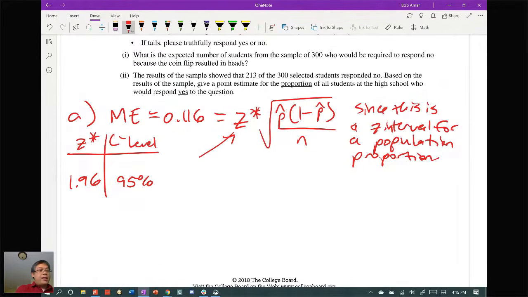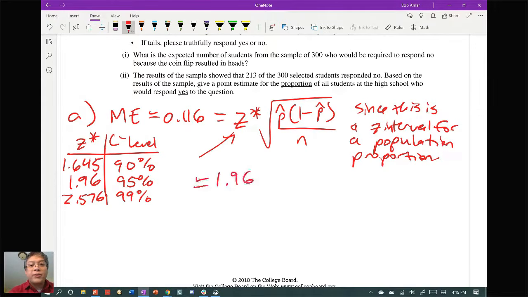For a 99% confidence level, it is 2.576. And for a 90% confidence level, it's 1.645. Let me verify that on the calculator real quick. Good. So I know that in this case z star is 1.96, p hat is 0.7, 1 minus p hat is 0.3, and I'm left with an unknown n.